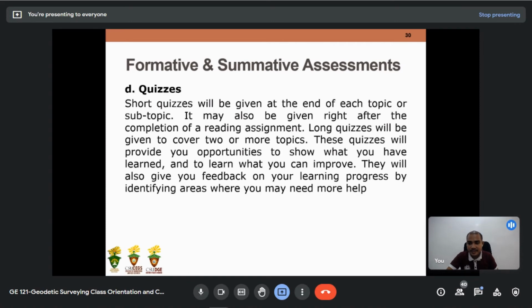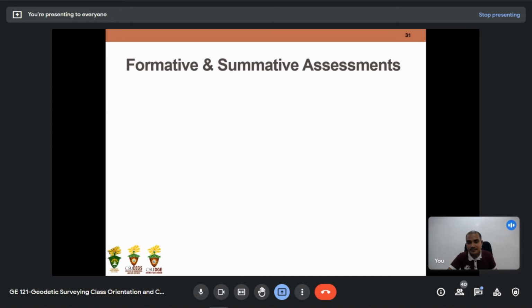Next is quizzes, no? Short quizzes or long quizzes. In this part, para ma-assess po kung nakasabot mo. So quizzes can be in the form of multiple choice, true or false, fill in the blanks, matching types. Those are examples of how we deliver short quizzes and long quizzes.